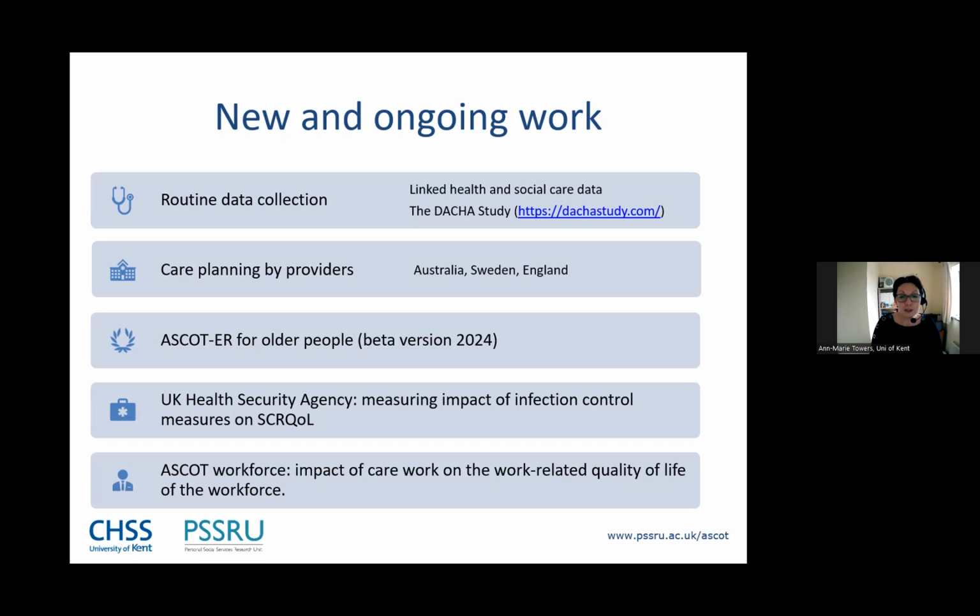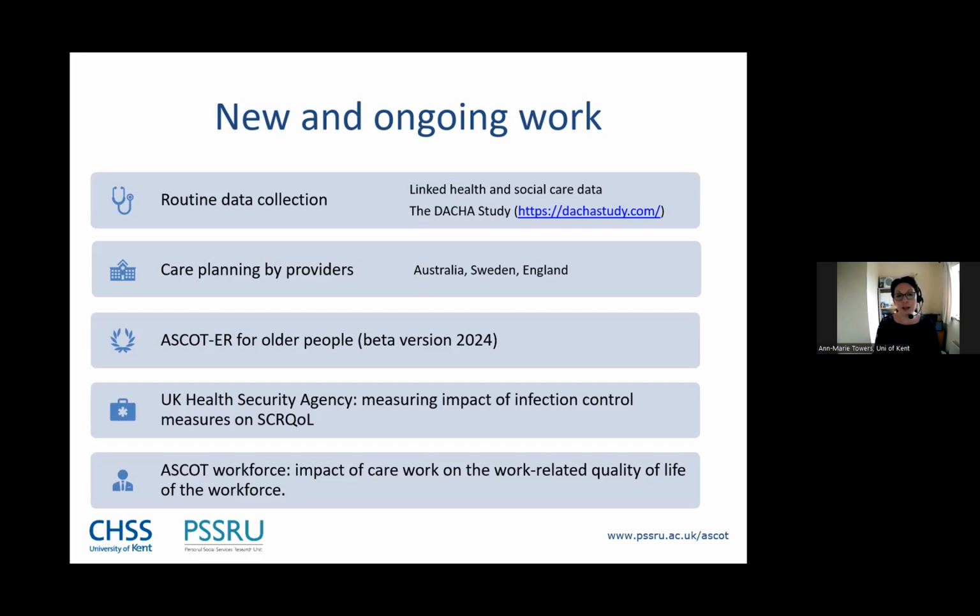Last 2 points just around wider applications. So the UK Health Security Agency has recognised following the pandemic the need to start looking at the impact of things like infection control measures and infections themselves on the quality of life of people living in vulnerable settings. And some of those vulnerable settings are really important to social care, for example, care homes. So we're currently doing some work with colleagues at UEA, funded by the UK HSA, looking at the feasibility of using ASCOT to capture the impact of infection control measures on people's quality of life in those settings.